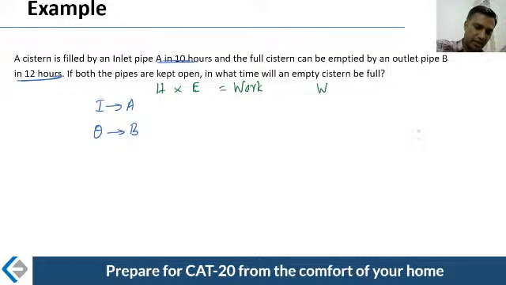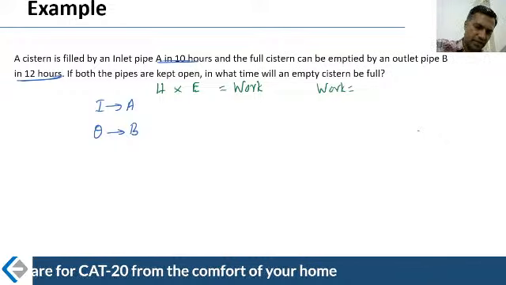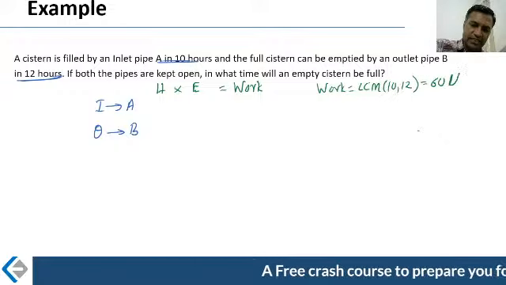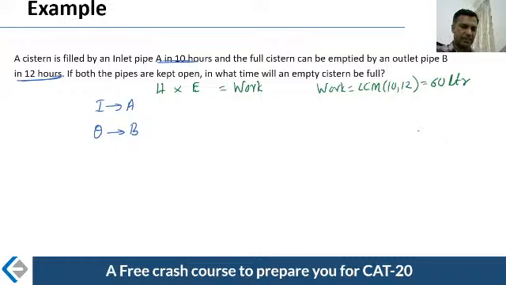Let me start with the work here. The work is nothing but the capacity of the tank, which I can call liters or whatever, just an assumption. You will take it as the LCM of 10 and 12, which is 60. Let the capacity of the tank be 60 liters. It's too little, but assume that for the sake of understanding.